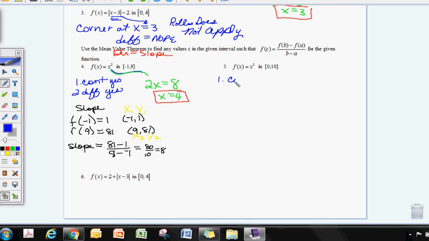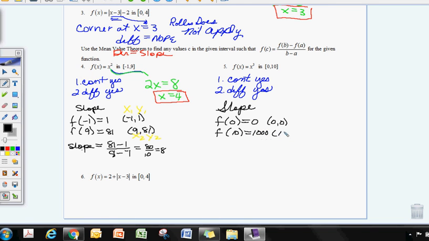Step 1, continuity. I hope that I'm repeating myself enough that you start to have this drilled into your head. It's a cube. Yes, it is continuous. What about differentiability? It's a cube. Yes, it is differentiable. So the next thing that we're going to deal with is our slope. So I need to find f of 0, plug in 0, and I get a 0 for an answer. That's the point 0, 0. And I plug in 10, and I get an answer of 1,000. So I have the point 10, 1,000.